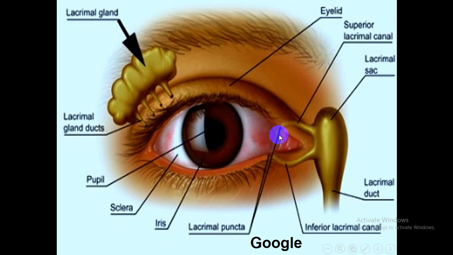From there the fluid enters through the lacrimal punctum, this is the punctum, to the lacrimal canaliculi. These canaliculi discharge into the nose through the nasolacrimal duct. So the fluid from the lacrimal gland reaches the medial angle by contraction of orbicularis oculi, then enters the lacrimal punctum, passes through the lacrimal canaliculi, goes to the lacrimal sac, then descends through the nasolacrimal duct, and ends by discharging to the nose.